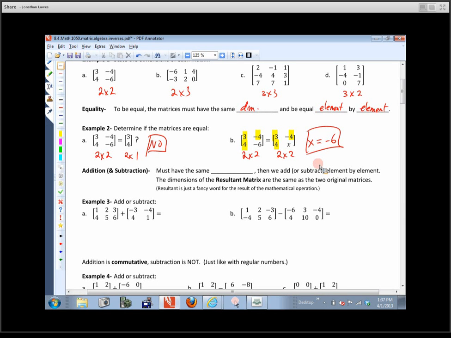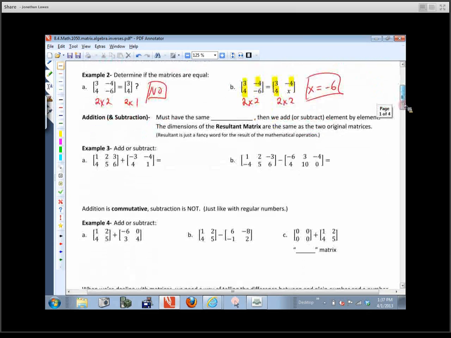Okay? Any questions there? So, wait, B isn't a yes or no question? It's not really yes. Yet this one is no. There's no way they could be equal. This one's going to be a yes as long as we said x was equal to 6. Okay? All right. Good there?